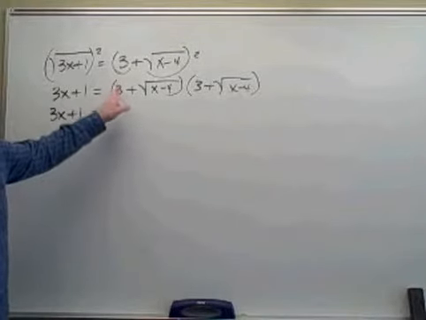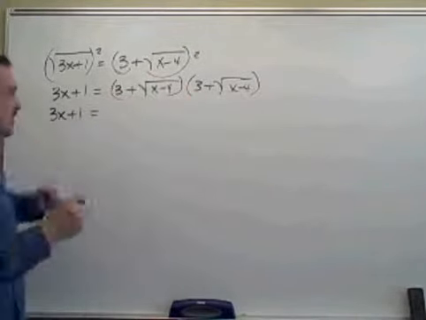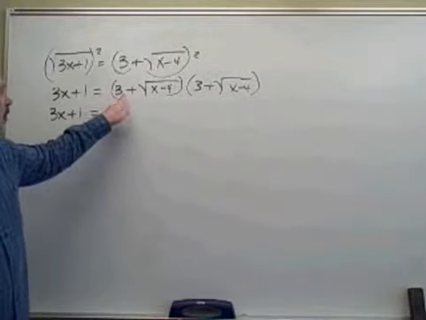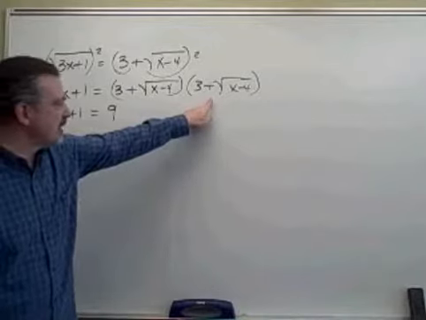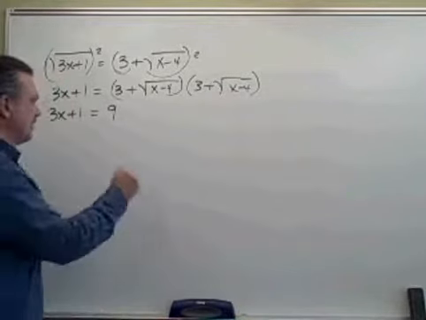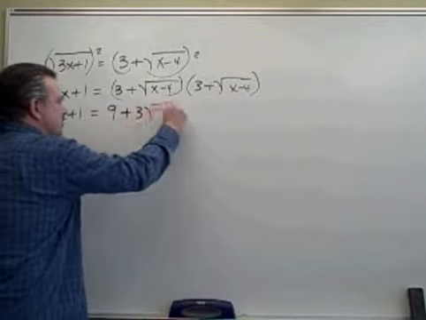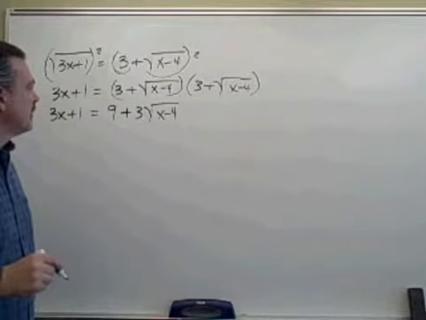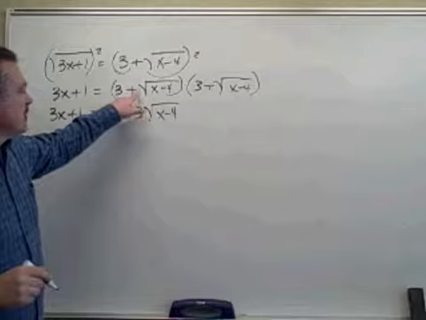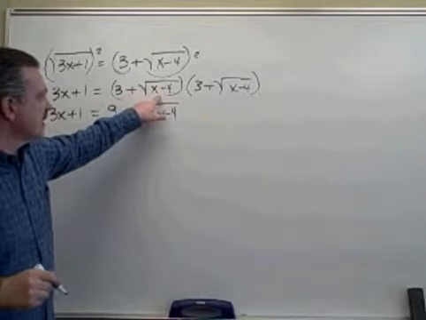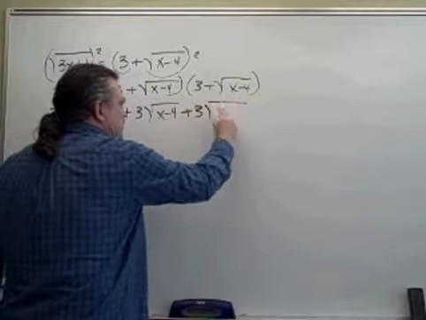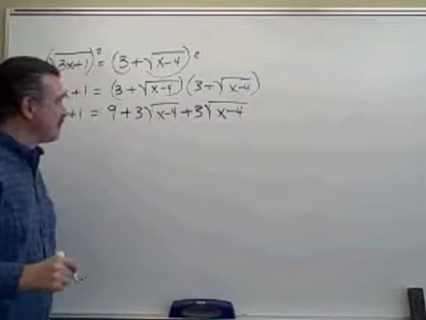The F of FOIL would be 3 times 3. That's going to give me 9. The O of FOIL would be 3 times plus the square root of x minus 4, which is going to be plus 3 times the square root of x minus 4. I think I said x minus 9. It's x minus 4. The I of FOIL is plus the square root of x minus 4 times 3. So that's going to give us another plus 3 times the square root of x minus 4.